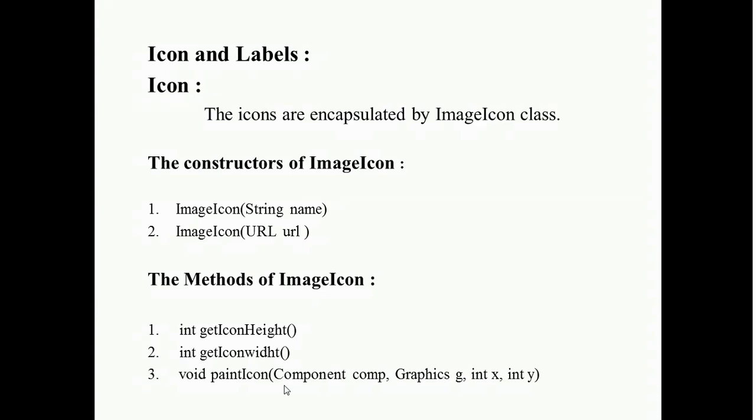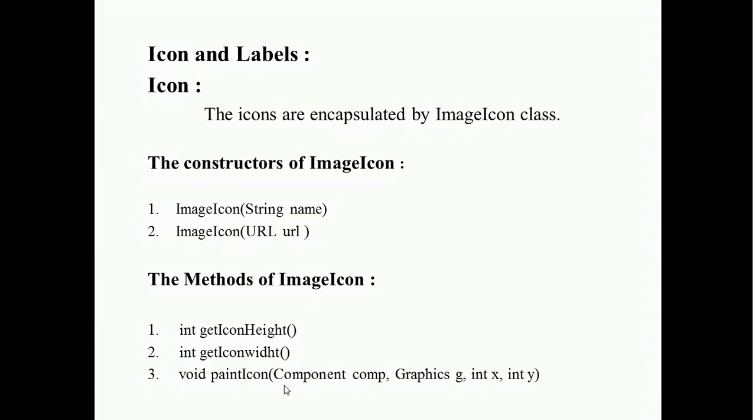The first method returns the height of the icon in pixels. So the getIconHeight method returns the height of the icon in pixels. Second method is getIconWidth. This method returns the width of the icon in pixels. Means the second method simply returns the width of the icon in pixels.